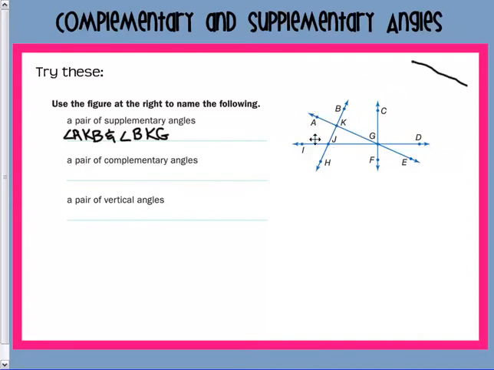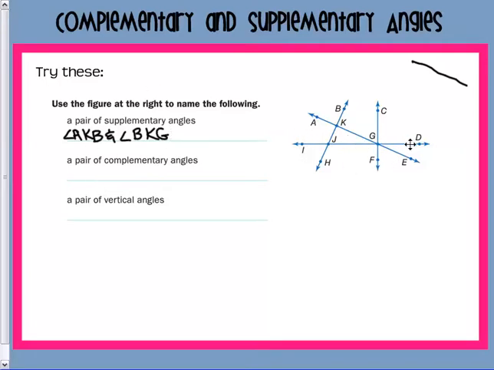You could have used these, for example, AKJ with JKG. You could have used IJH with HJG. I mean, any of those that form a straight line, all of these over here. You could have used JGC, making sure that it's this one, with CGD, or JGF with FGD. Totally up to you. Those are all considered supplementary angles.